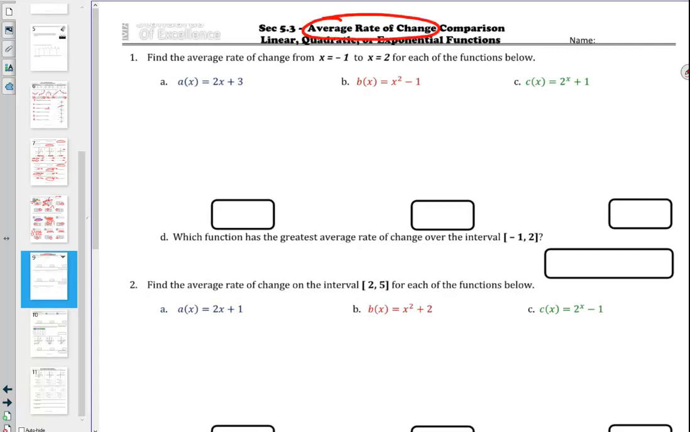What's another word for that? Slope. Average rate of change is slope. So in order to be able to do this, we need to remember the slope formula. So let me write that somewhere here on the board. M is equal to y1 minus y2 over x1 minus x2. Whoa, Mr. Romero, I learned it backwards. It was y2 minus y1 and x2 minus x1. It's the same thing.